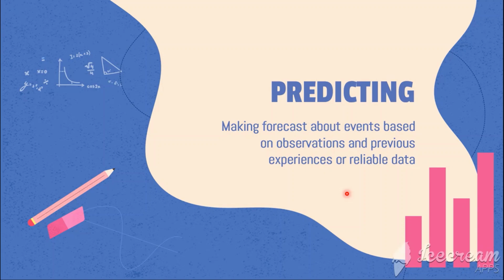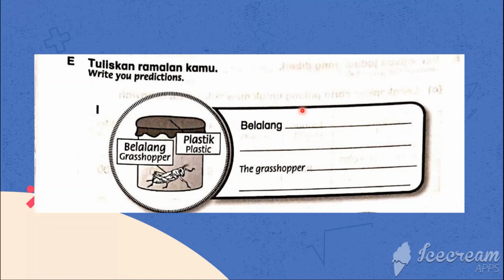Okay, so now we're going to do prediction. This is the type of question you will get, where you write your prediction. Here they have given a grasshopper in a bottle or a flask, and they have put plastic on top of this container. So we're going to predict what is going to happen.